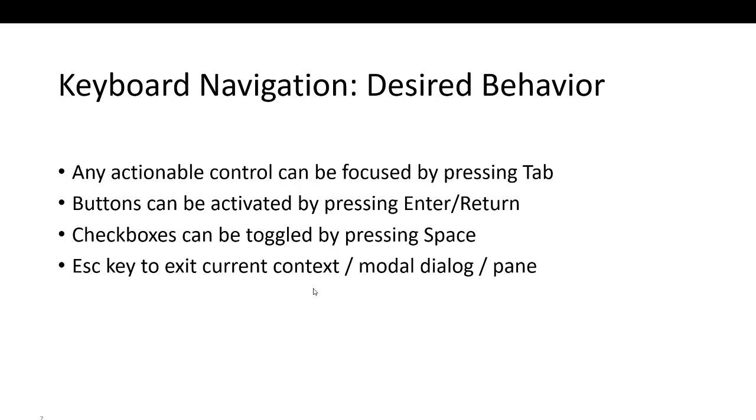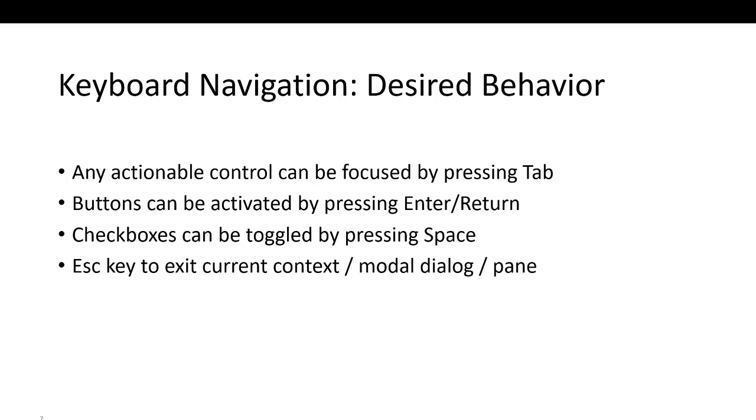This is not a comprehensive list by any means. This is just what we're going to do for this app. So this is the desired behavior. Any actionable control has to be a tab stop. You need to be able to focus that control by pressing tab, cycle through the controls by pressing tab, or cycle back by pressing shift tab, which is basically back tab. Buttons have to be able to be activated by pressing enter or return, and checkboxes have to be able to be toggled by pressing space.